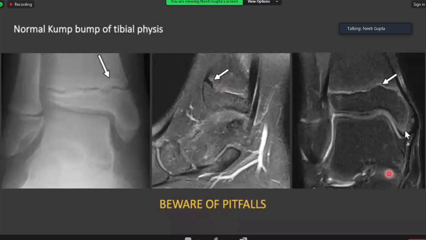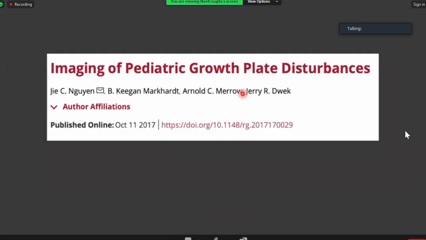Now, these undulations are possibly there to stabilize the growth plate and prevent its displacement. But the presence of these undulations, unfortunately, increases the chances of transphyseal bony bridging, mainly because of the increased surface area that is exposed to the injury. You can go through this really good article by Nguyen et al. for a detailed discussion on pediatric growth plate anatomy and pathologies.